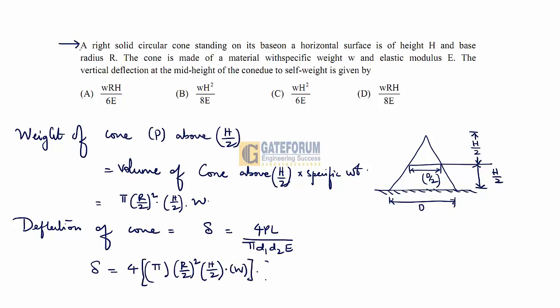This weight into length, we are calculating for half of the cone, so length will be h by 2, divided by pi times the diameter at one end, r, and at the other end, r by 2, times Young's modulus. So this will be equal to w into h square by 8E, which is option B. This is the end of the question.